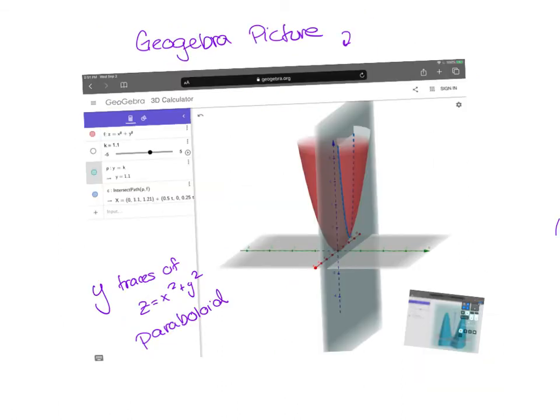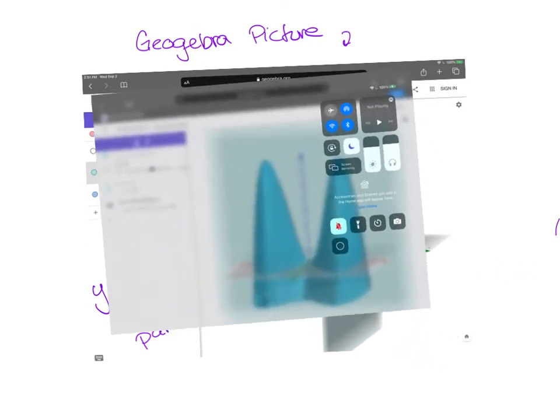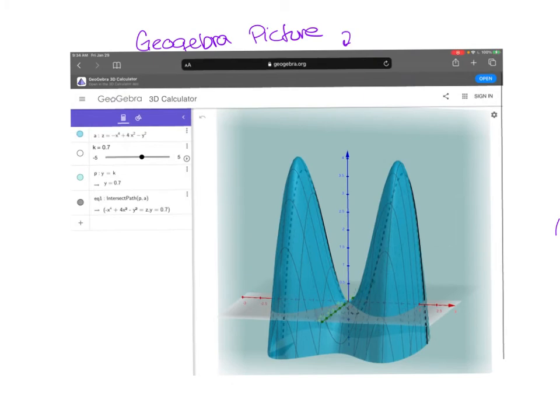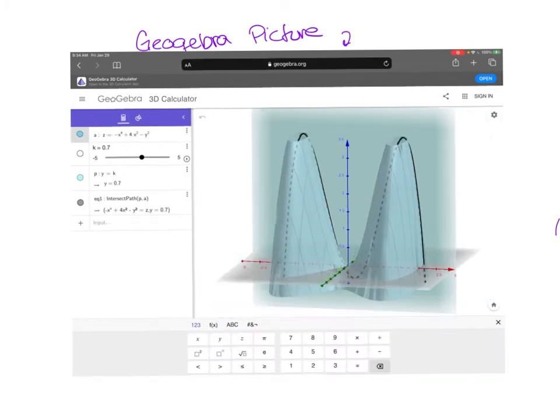Okay, so let's look at this in GeoGebra. I'll share a link with you of this demo that we can do to really visualize these traces. I've created a video of that, so let's go ahead and play that video here. All right, so let's look at this demo. The first thing I want to do is put in that z equals x squared plus y squared that we had before.